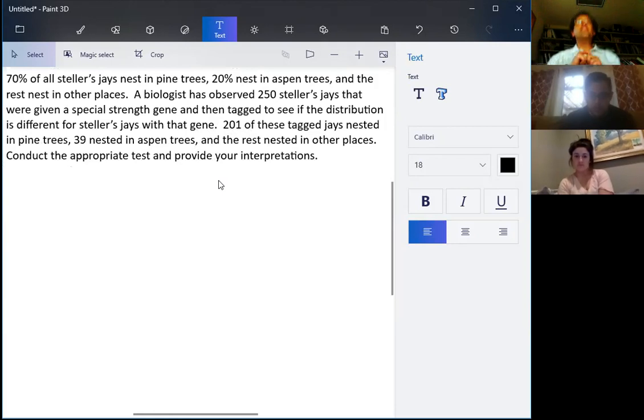Okay, so the first thing you have to decide on is what kind of test is this? What do you think? And as you might guess, it's one of the three we've dealt with already today. Which of the three is this?